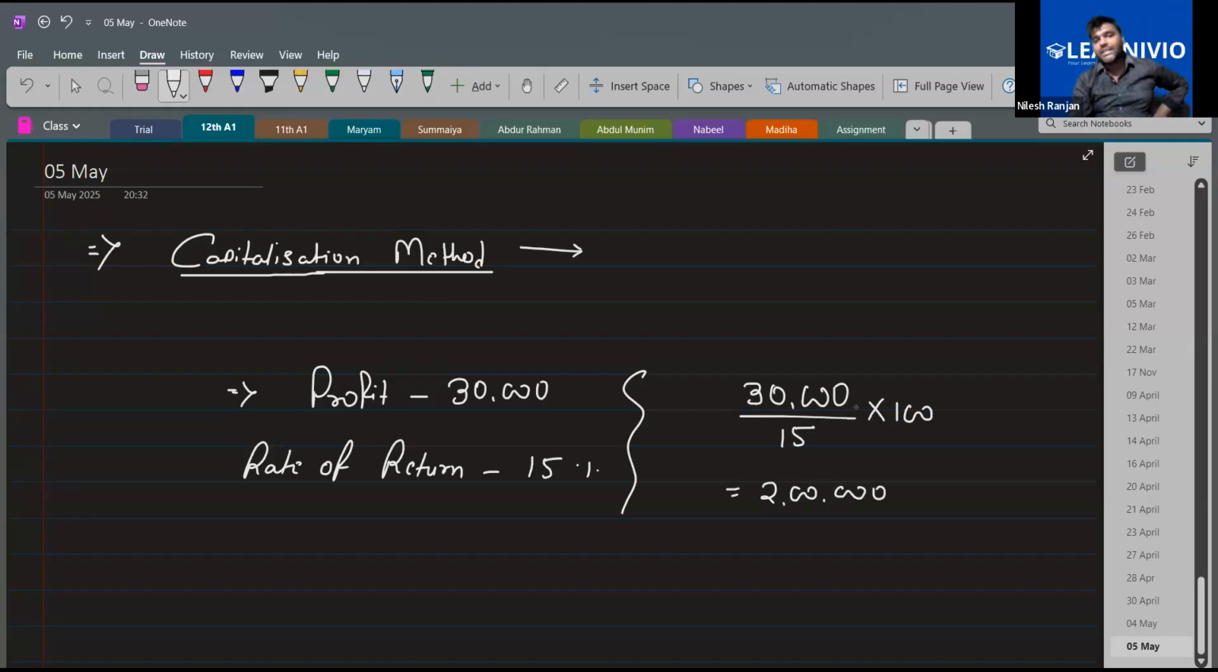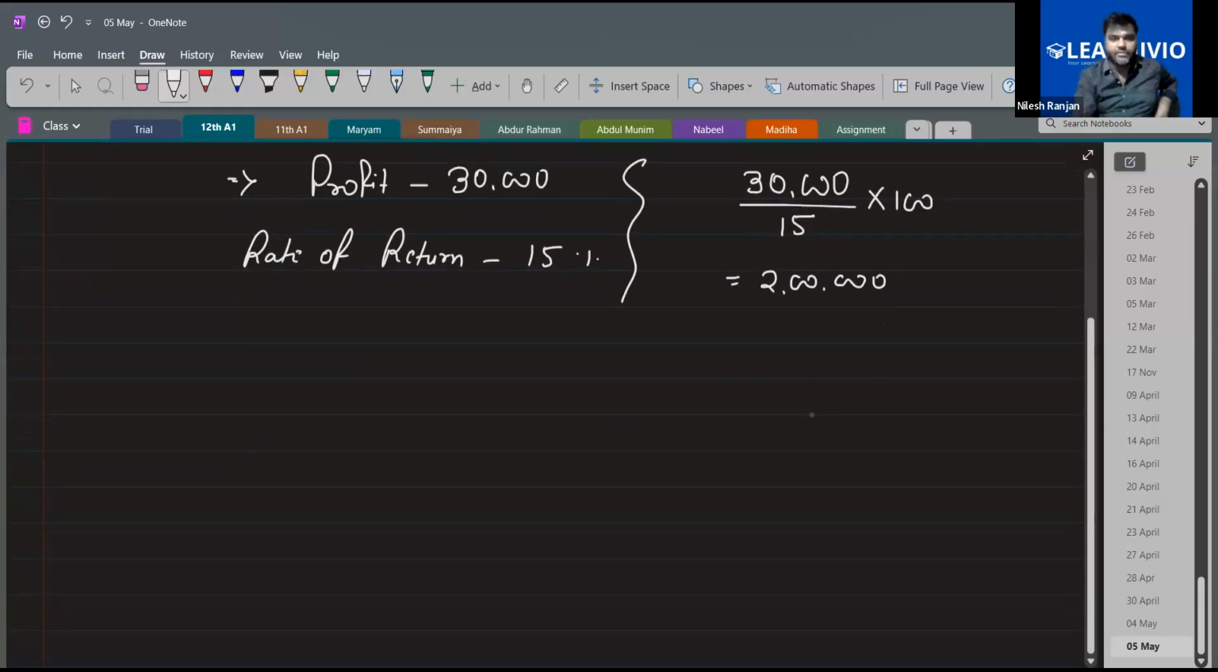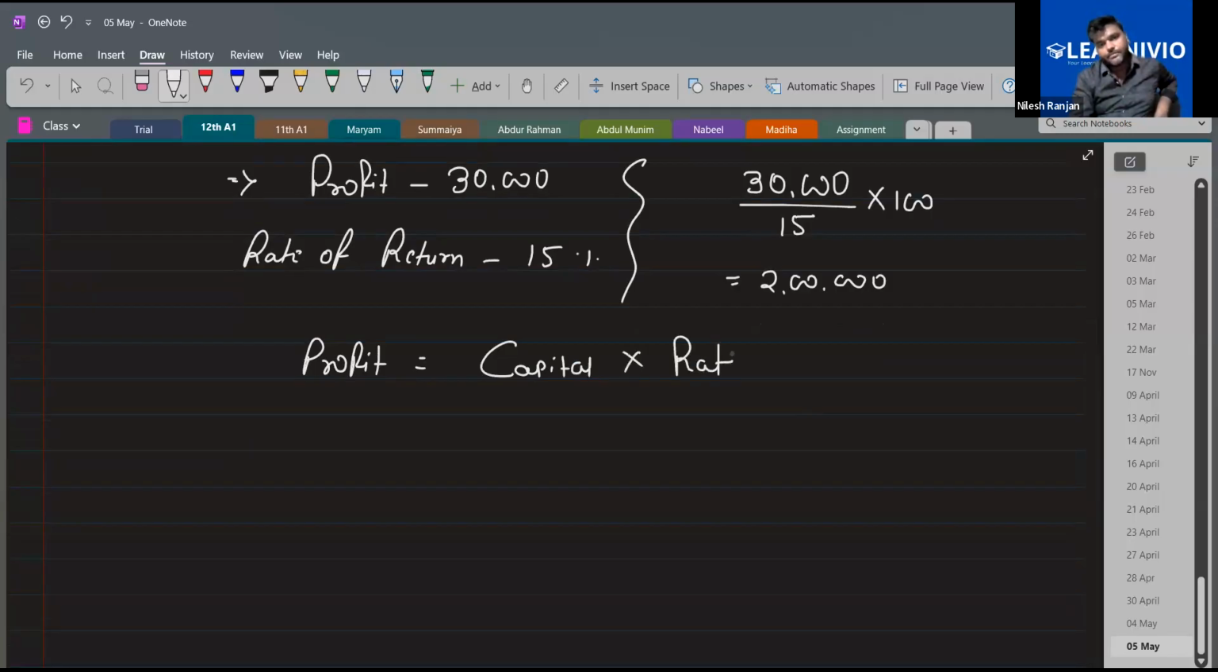You don't have to multiply this, because multiplication is used where you have to calculate profit, but profit is already given. Let me show you how I have done this. If you have to calculate profit on capital employed, then it should be capital into rate by 100.